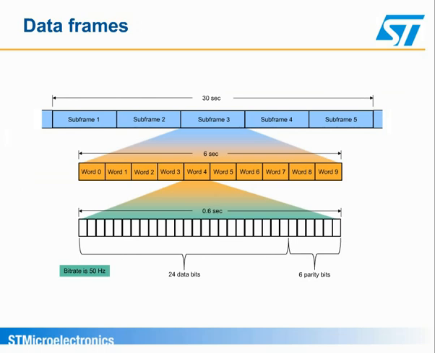What does a data frame look like? GPS works with 30-bit data words. 24 bits are data bits, and 6 bits are the parity calculated over the 24 data bits. 10 of these 30-bit words make up a subframe, and 5 of these subframes make up a data frame. The data frames are transmitted sequentially over and over, requiring 30 seconds per frame.